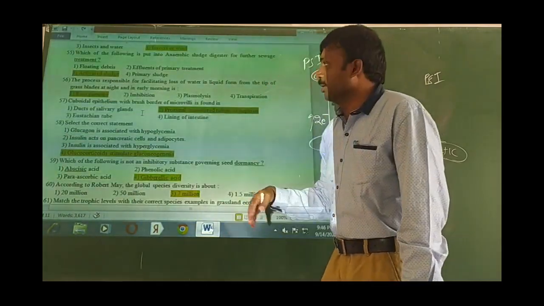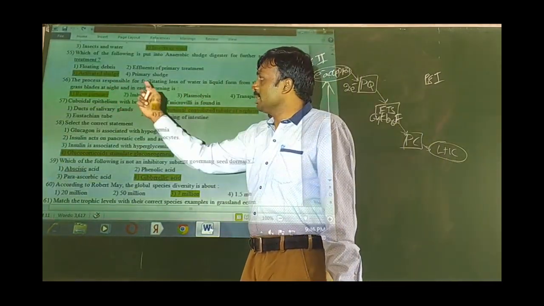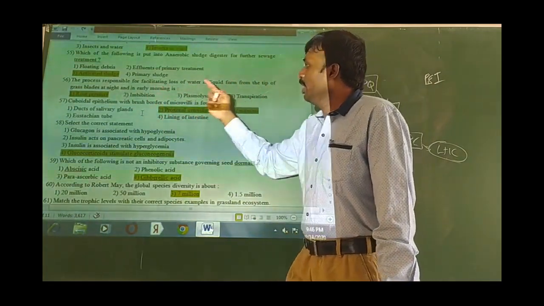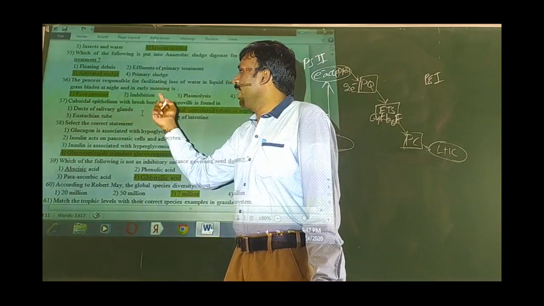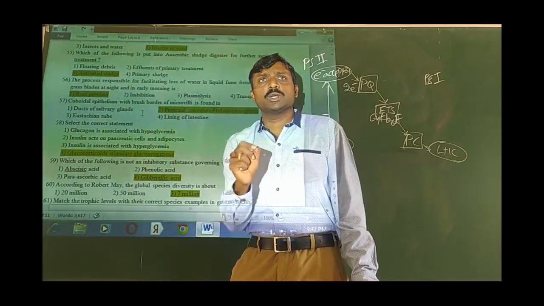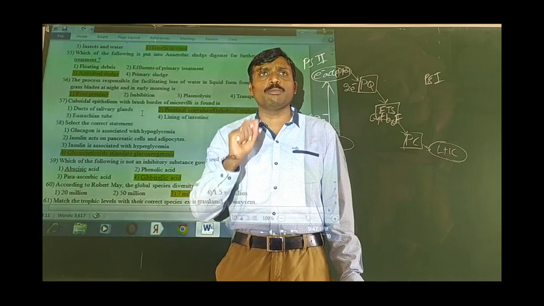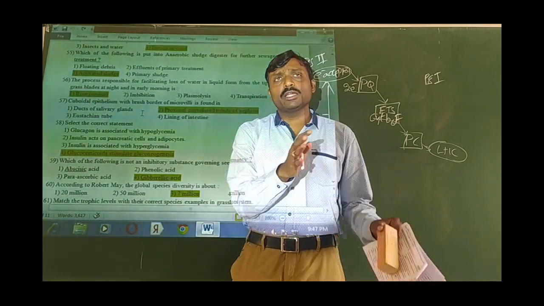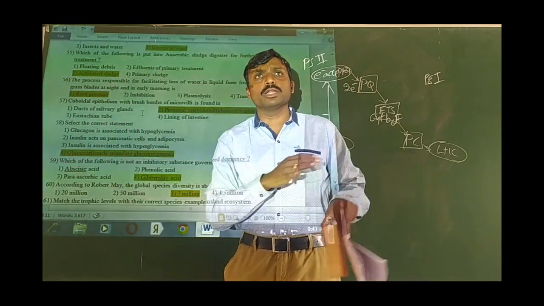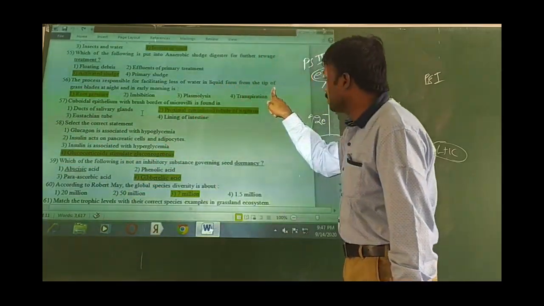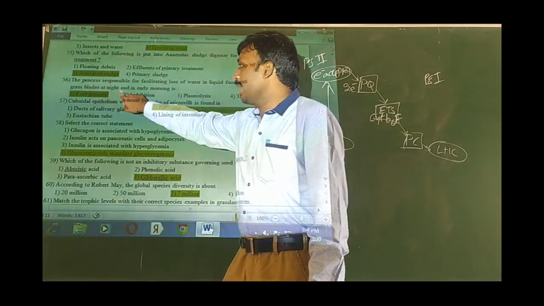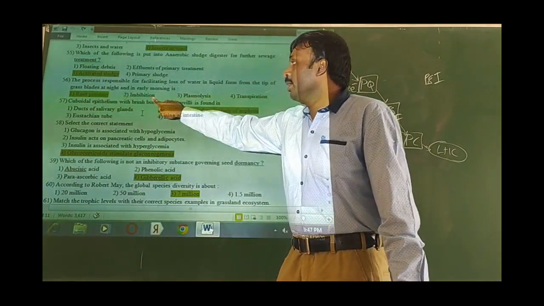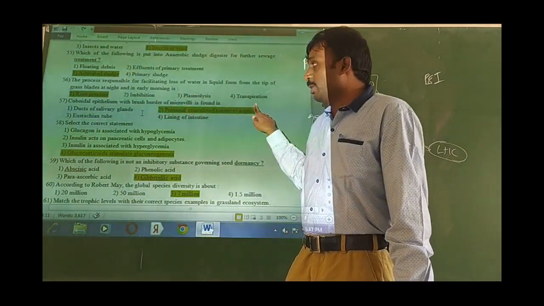Then moving to the process responsible for facilitating loss of water in liquid form from the tip of grass blades at night and in early morning. This question is from the transportation chapter under plant physiology from first year syllabus: root pressure. If you have gone through the root pressure topic correctly, then when you come across the tip of grass blades at night, this phrase is enough to identify it as root pressure, and you can differentiate it from other processes.